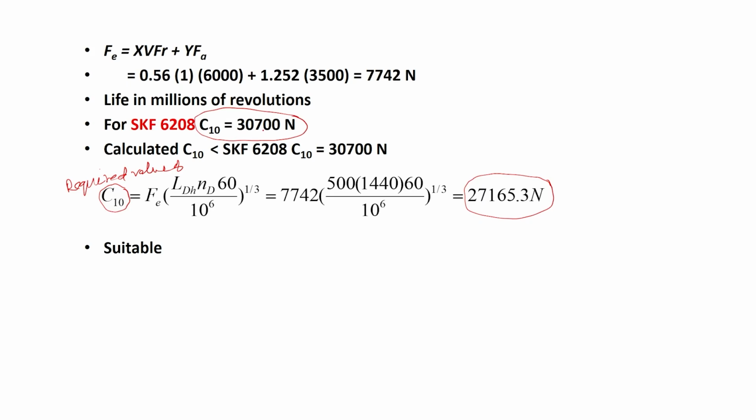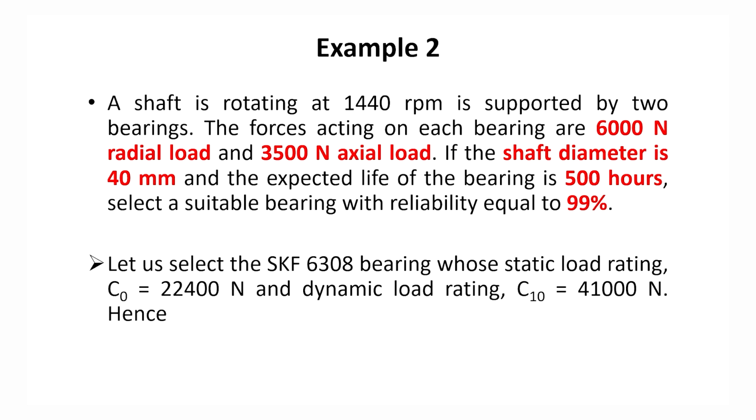The bearing which was selected was SKF 6208, and for that the C10, the dynamic load rating, is 30700. So, the bearing which we have selected has dynamic load as 30700 and the required dynamic load, as per our problem, is 27165. So, this is more for our bearing and this one is lesser, and so the selected bearing is suitable. And that is example 1.